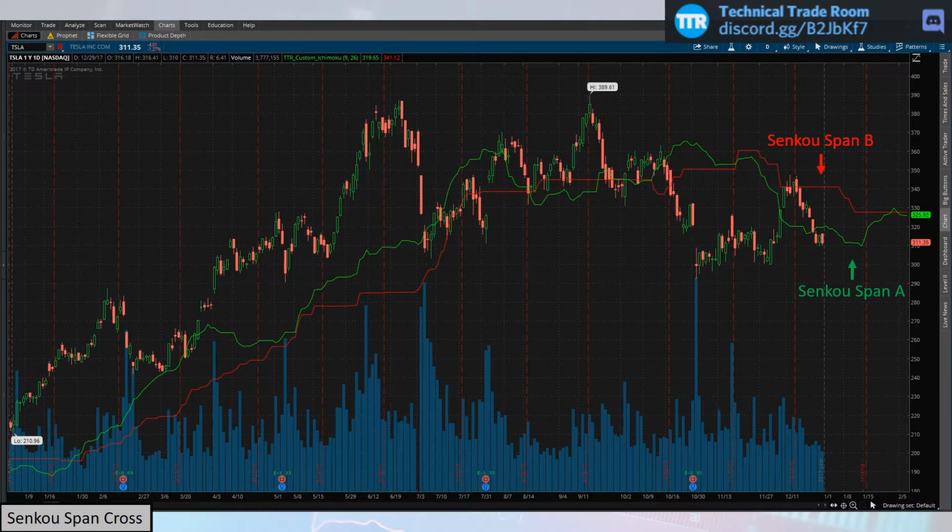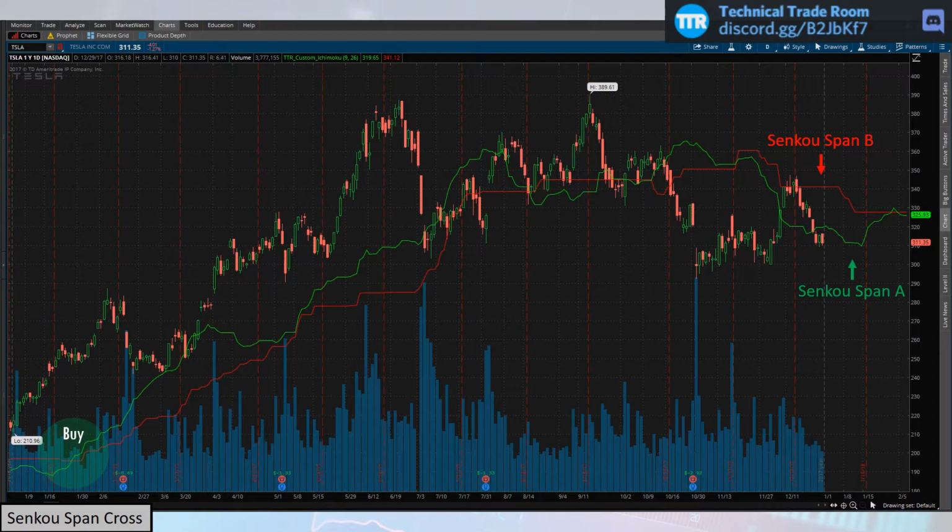We've isolated just the Senko Span A and Senko Span B along the price chart. On the far left of the chart, I've now highlighted a spot where the Senko Span A crossed above Senko Span B with a green circle labeled buy. Remember, because the Senko spans would have been 26 periods ahead of the current price at the time of the cross, the entry point would have been 26 candles behind the cross. Although not depicted in this chart, that entry point is just off the chart.